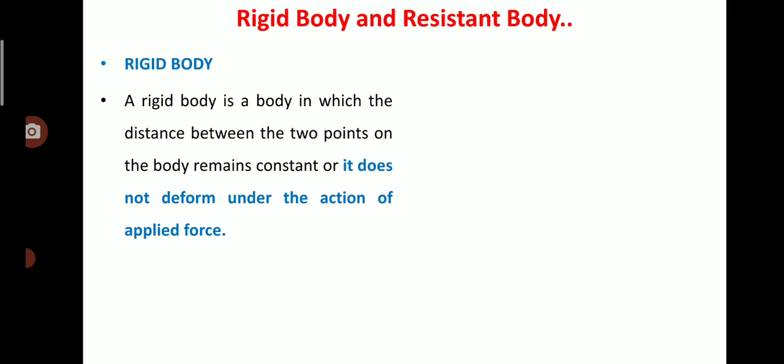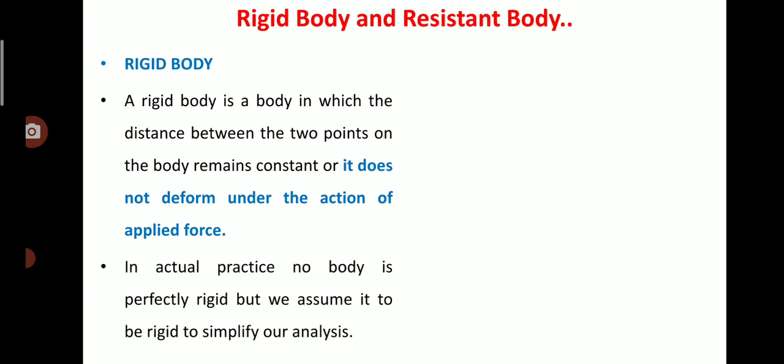What is the second type of body under consideration? This type of body is nothing but the resistant body. Before that, I want to tell you that in actual practice, no body is perfectly rigid, but we assume it to be rigid to simplify our analysis. In practical applications, all bodies are said to be resistant bodies, but we use the rigid body because that particular body has very small deformation when the force is applied. So this way we can define a rigid body. Now let us move towards understanding what is meant by a resistant body.